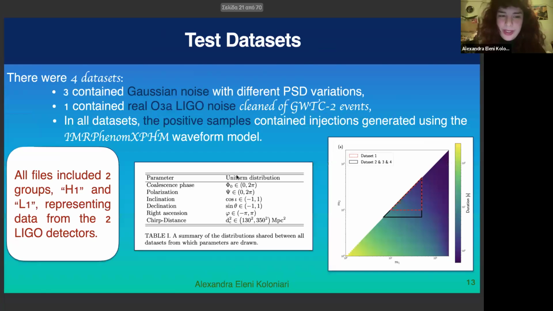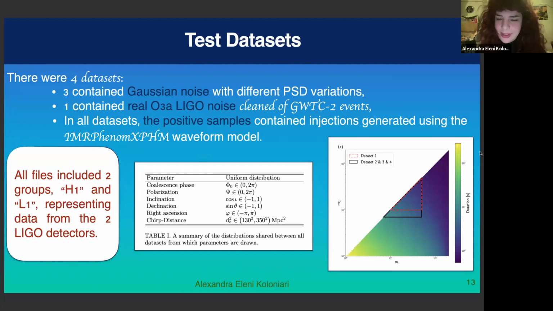And in order to do that, there were four datasets created, three that contained Gaussian noise with different PSD variations, and one that contained real O3a LIGO noise, cleaned of the GWTC-2 events. Additionally, all those datasets contained negative samples that were basically only noise and positive samples that contained noise plus injections generated by the IMRPhenomXPHM waveform model. Also, all files included two groups, one for the Hanford detector and one for the Livingston detector. In this table here, you can see the parameters and their distribution.